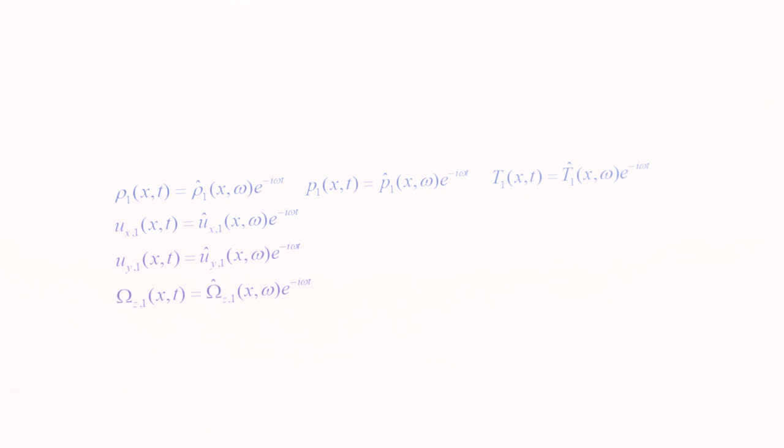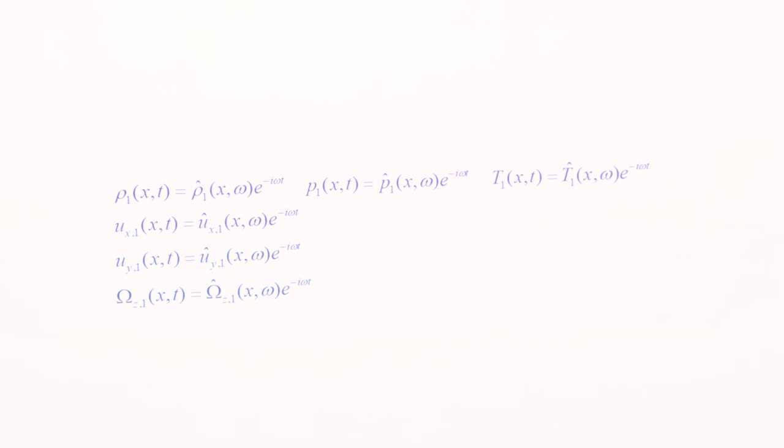I can plug that into all those equations. By the way, I haven't talked about it, but I'm also going to be looking at what the temperature does. I don't need to solve a partial differential equation for the temperature. Once I know the fluctuating pressure and density, I can use the perfect gas equation. I'm also going to solve for omega, the vorticity. I don't need to solve a separate equation for vorticity. Once I know ux1 and uy1, I know the vorticity. Same with the entropy.